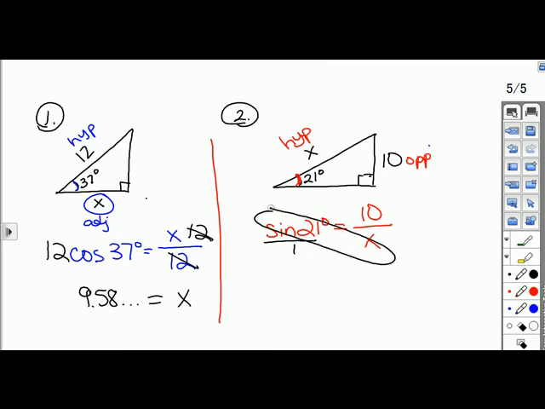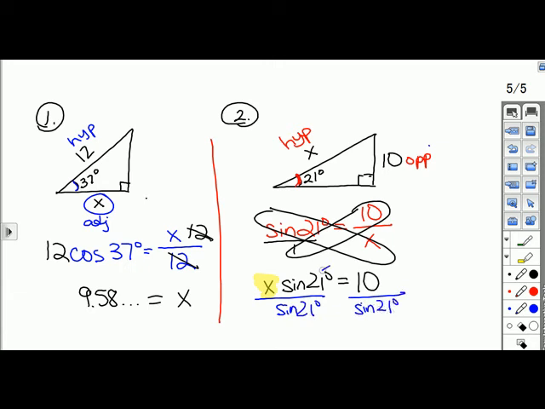So x times the sine of 21 degrees would equal 10 times 1, which is just 10. And we want to get x by itself. So to get x by itself, I'm going to divide both sides by the sine of 21 degrees. The sine of 21 divided by the sine of 21, x is by itself now because that canceled out. And this is what I type in my calculator.